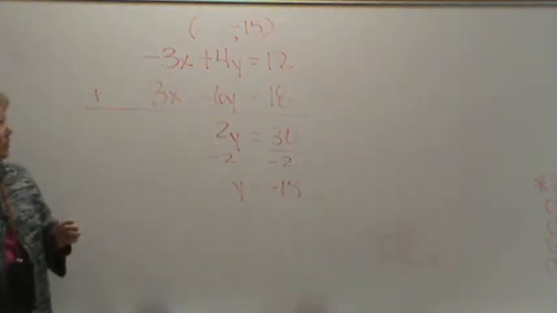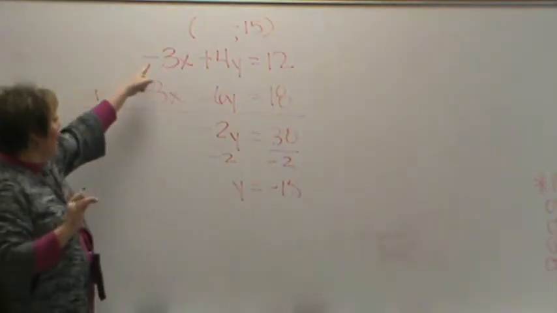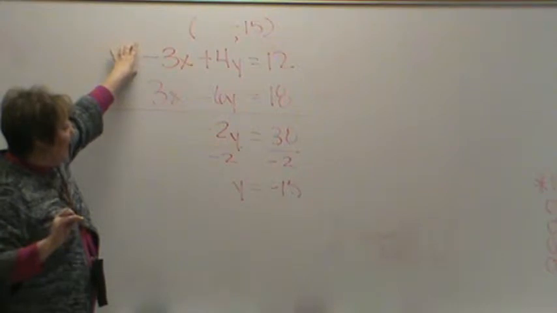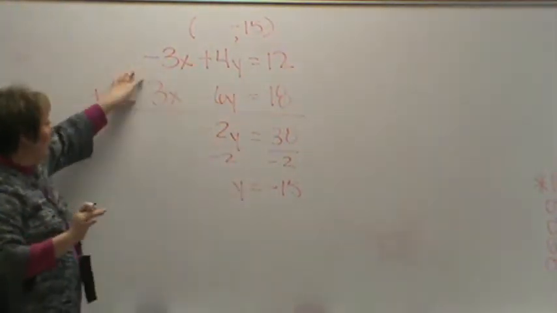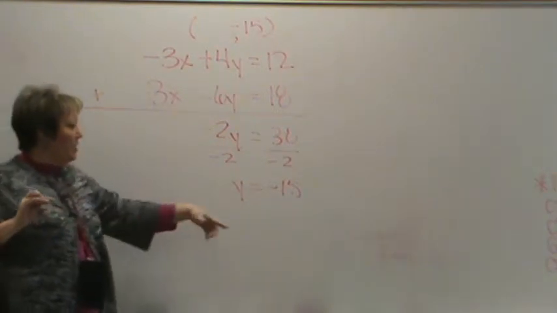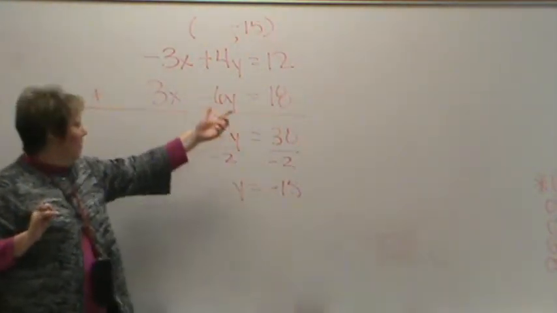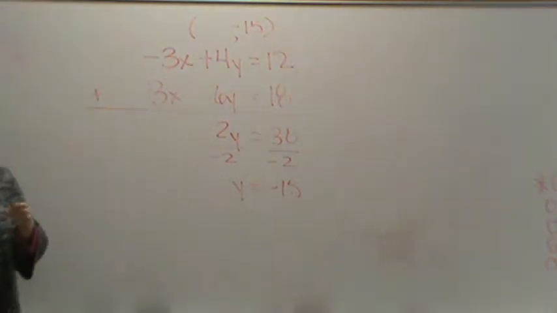And here's what I want to do. I want this side of the room to use the top equation, solve for x. I want this side of the room to use the bottom equation, solve for x. You're going to be substituting the value, negative 15, for y. Okay? Go. Give you about 20 seconds. Let's see what we get.